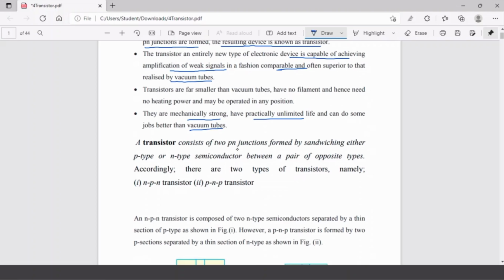Now, how is the transistor formed? It consists of two PN junctions formed by sandwiching either P or N type semiconductors between a pair of opposite types. That means I will have three layers here: either a P layer sandwiched between two N type layers, which we will call an NPN transistor, or similarly we may have an N layer sandwiched between two P layers, which we will call a PNP transistor. This basics is already known to you.